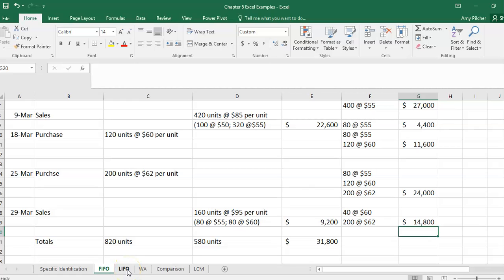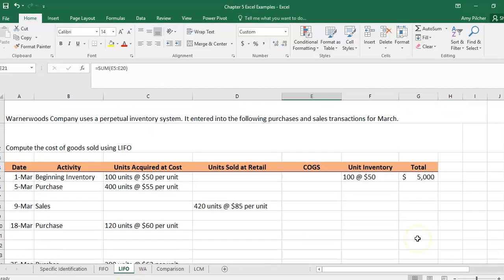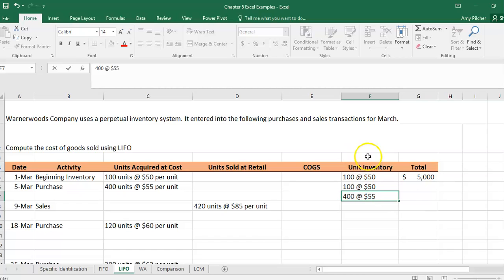We're now going to go through the LIFO. LIFO is the exact opposite of FIFO. So we have last in, first out for costs with LIFO. Remember that inventory costing does not need to follow inventory actual flow. So we would have first in, first out in our physical flow, but we would use last in, first out for our costs. So that purchase is the same as it was under specific identification and FIFO. We've added 400 units at $55, so we have 100 times 50 plus 400 times 55, 27,000.